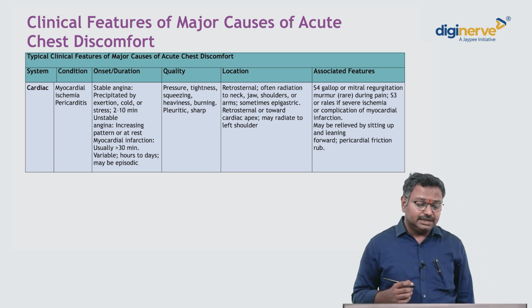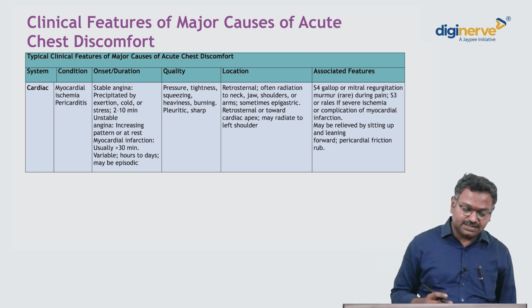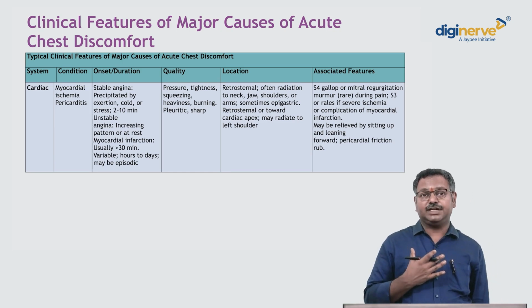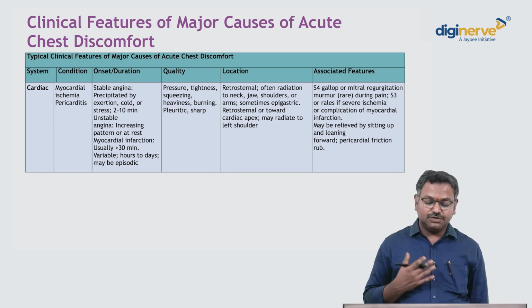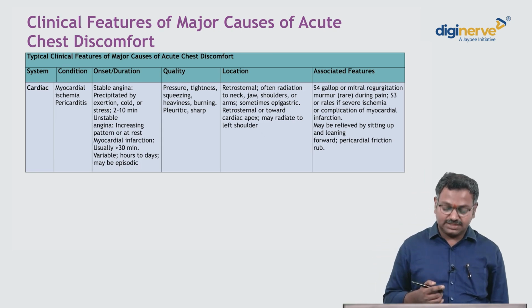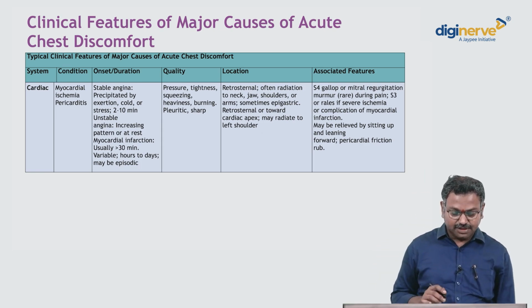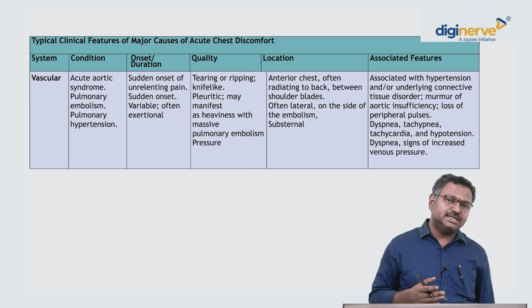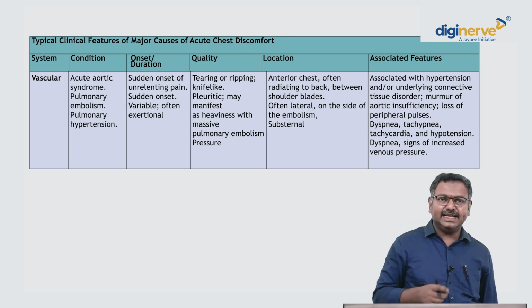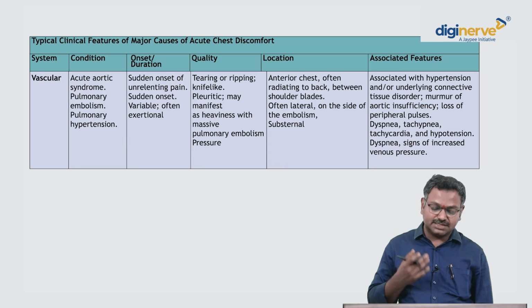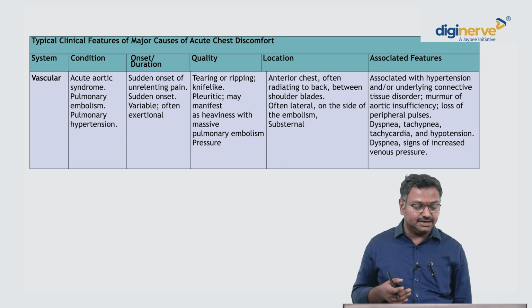The second cardiac cause is pericarditis, where the patient complains of a retrosternal chest pain which is pleuritic, sharp pain, and when you examine, you might find a pleural rub, which may be relieved on sitting up and leaning forwards. Another important cause could be acute aortic dissection: sudden onset, unrelenting pain, tearing, ripping type, central, and you might find hypertension, with pulses feeble in the lower limbs, etc.